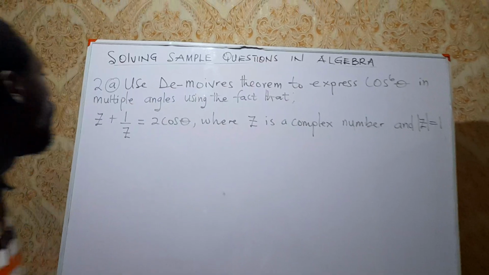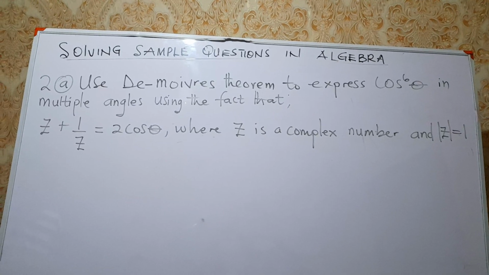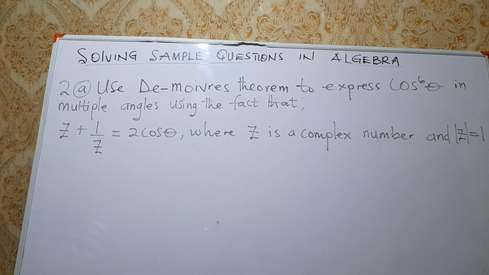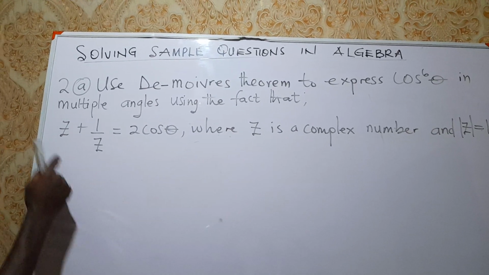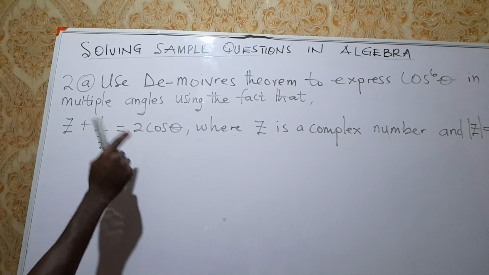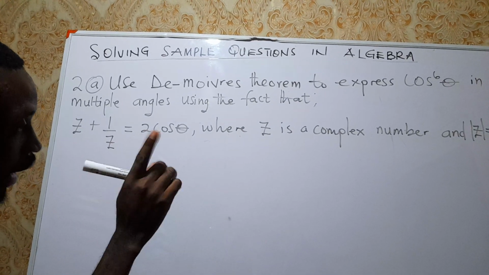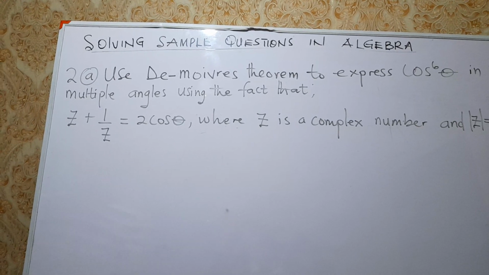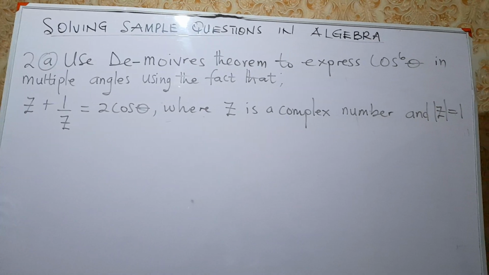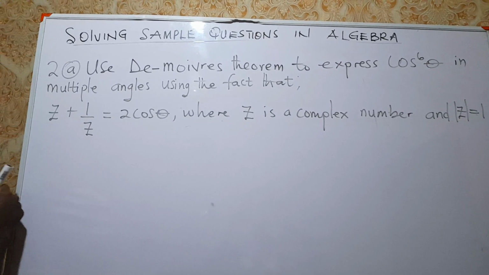Now let's go. The question says: use De Moivre's theorem to express cos to the power 6 theta in multiple angles, using the fact that z plus 1 over z is equal to 2 cos theta, where z is a complex number and the absolute value of z is equal to 1. So this question is on complex numbers and De Moivre's theorem. Very, very important in mathematics.